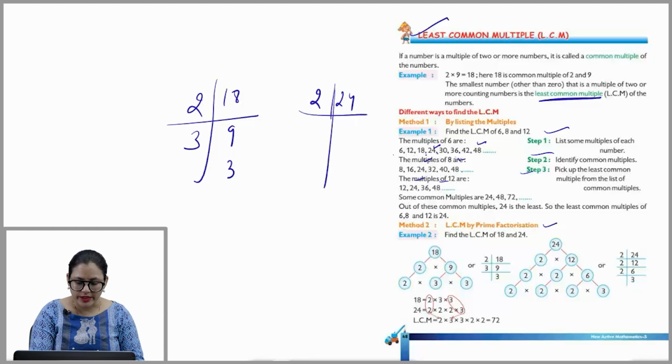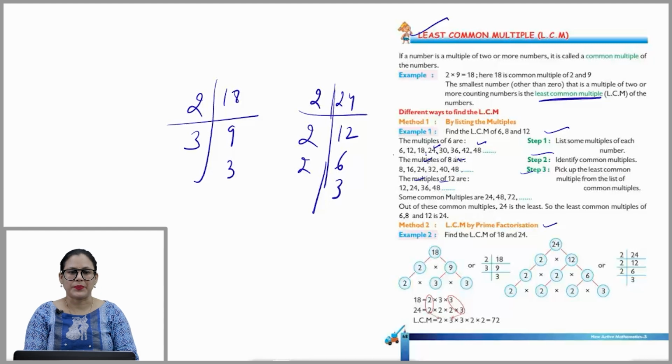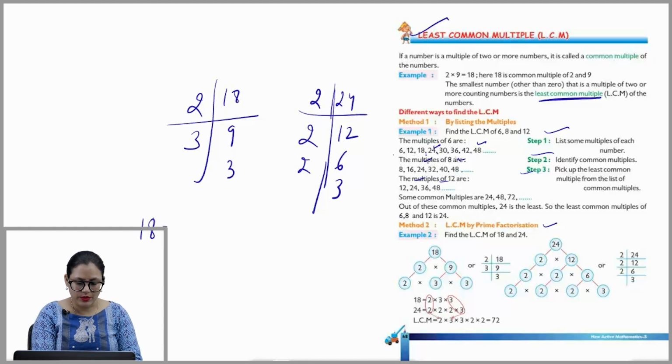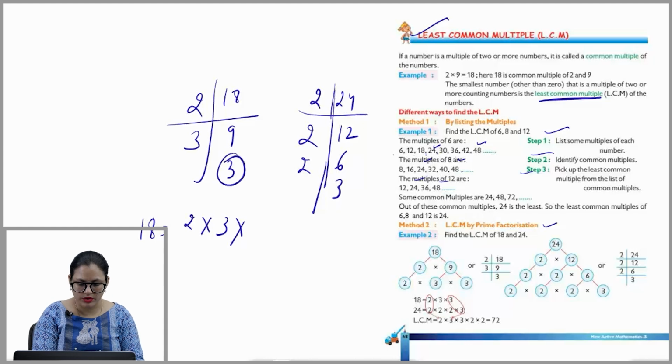2 12s are 24. 2 6s are 12. 2 3s are 6. Okay. So 18 is equal to 2 into 3 into 3, and 24 is equal to 2 into 2 into 2 into 3. Okay.